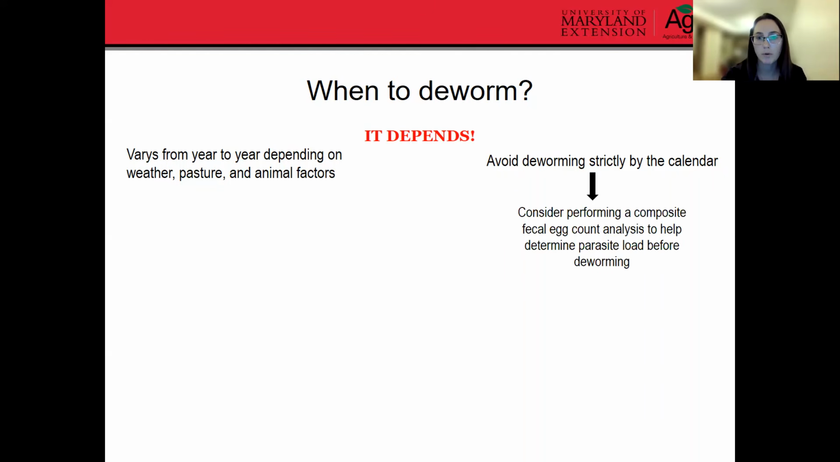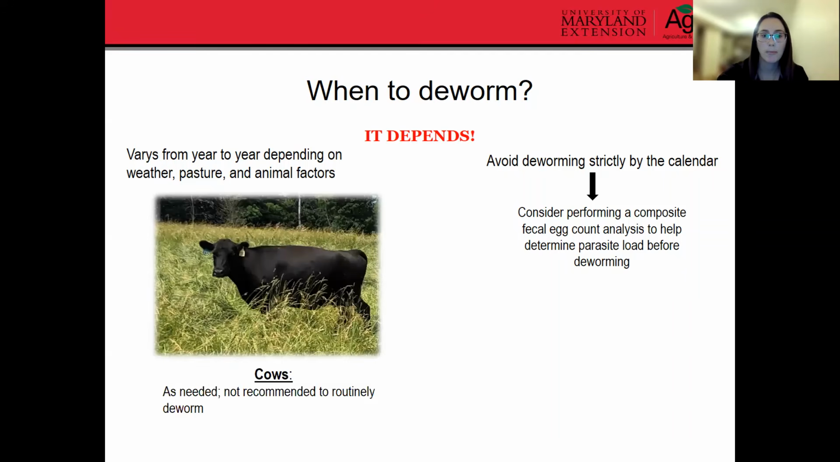And instead, consider performing a composite fecal egg count analysis for a group of animals on your farm to determine parasite load before thinking about deworming, just to give you an idea of whether or not deworming is even really necessary. For cows, though, everyone wants an answer, a solid recommendation.